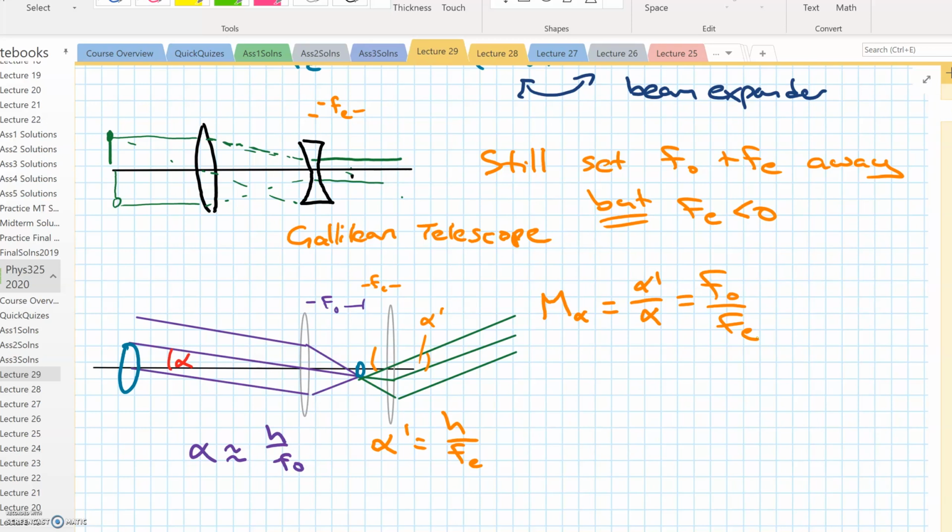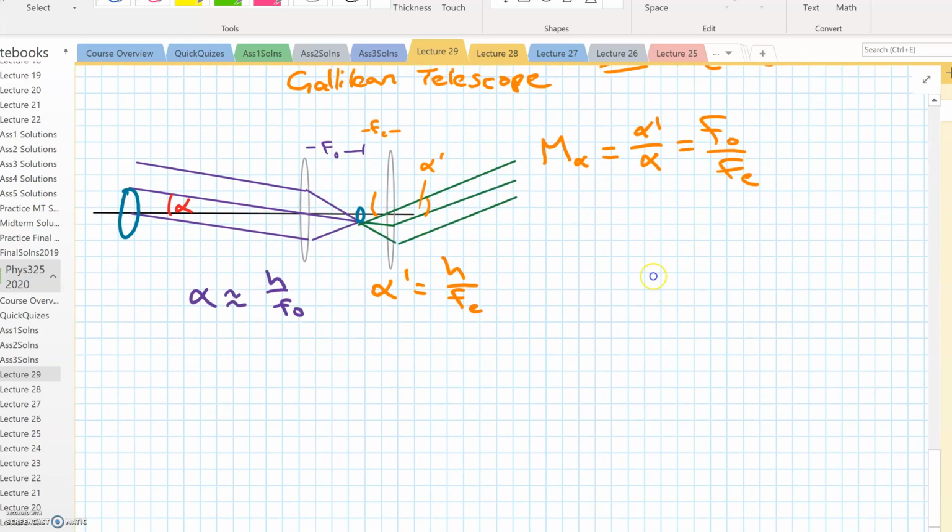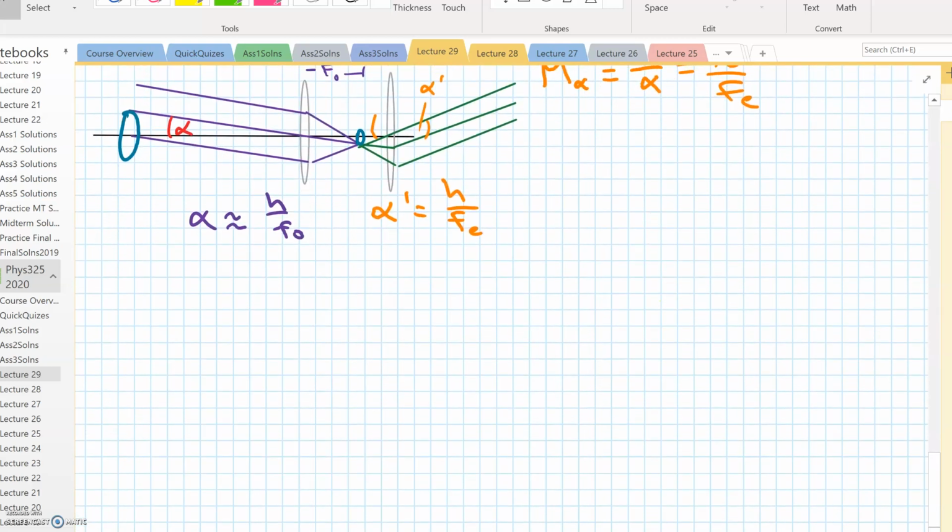Okay, finally, let's move to the reflecting telescope. We're going to use mirrors now as our objective instead of a lens. So the most basic is called the Newtonian reflector. I guess Newton made one. We have a big reflective mirror as the objective.